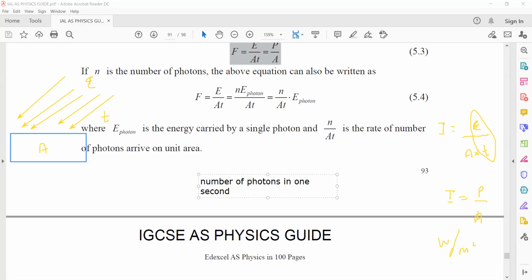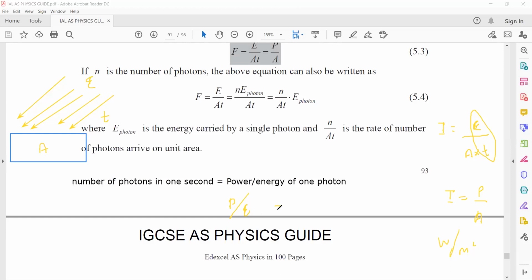So to find the number of photons in 1 second coming on unit area, it is equal to power divided by the energy of one photon. This is a formula. So if I need the number of photons, that will be equal to power divided by the energy of one photon. So power is P, and the energy of one photon is E. So P divided by E.